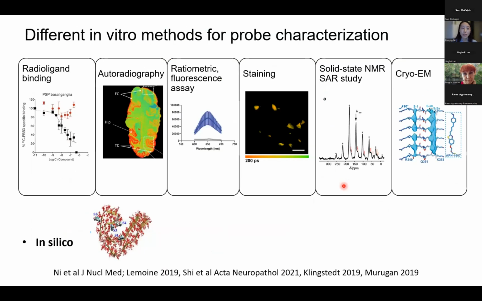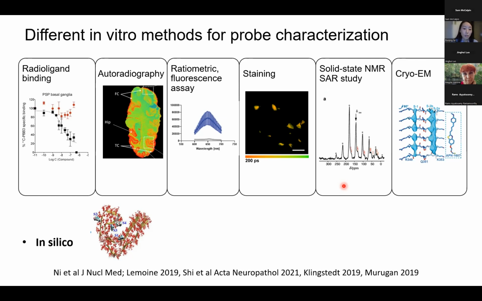For the methods, for in vitro characterization, different in vitro methods are used for probe characterization, depending on the labeling. If it's a radio-labeled compound, we can use radio-labeled ligand displacement assay to characterize the binding sites, and also use autoradiography to characterize the distribution of tau tracer, for example, in human brain slices. Radiometric fluorescence assay can also be used to assess the binding property of the probe, and staining for ex vivo distribution assessment. For more accurate evaluation, solid-state NMR and cryo-EM have been used to characterize the binding pocket of certain imaging probes at the precise position in the fibril pocket.